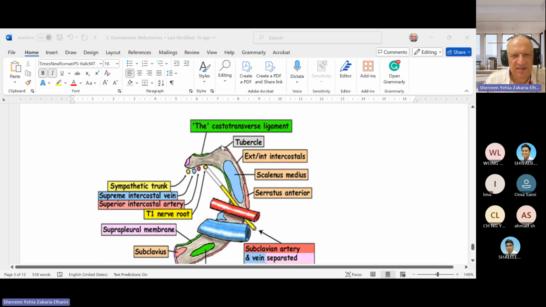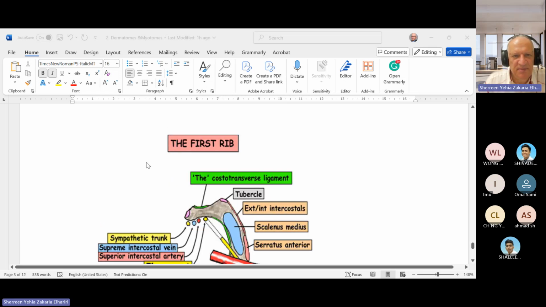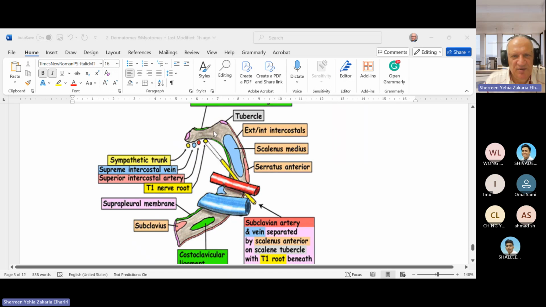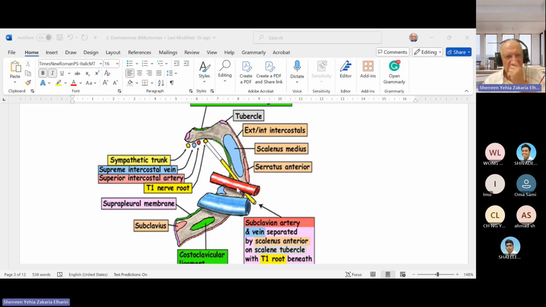Of course, the relation of the first rib surgically is not important, except, of course, you know that in the central line you inject or put a cannula in the vein, the artery is deeper. So they have the subclavian vein, subclavian artery. What is important nowadays is the sympathetic chain. This sympathetic chain in yellow.